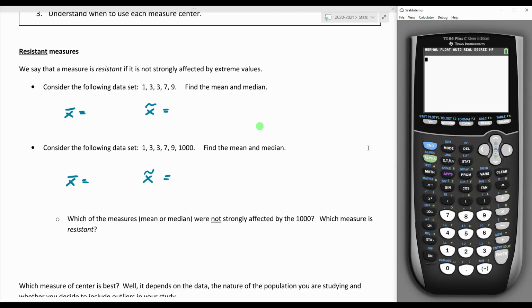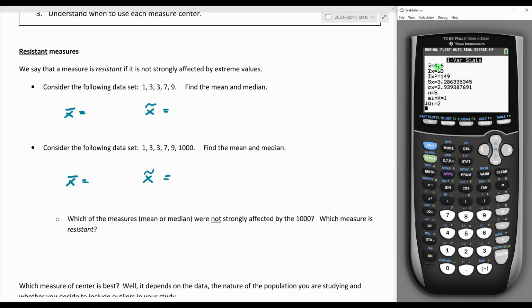I'm going to take my data set, hit Stat, go to Edit, and you'll notice that I already have all of my data entered into the different lists. So we're going to be dealing with 3 different sets today. Here's the first one, 1, 3, 3, 7, 9, and then here's the second set of data, 1, 3, 3, 7, 9, 1,000. You'll enter those in, and then we're going to go to Stat, and go to Calc, and I'm going to use one-var stats to find these two things for me quickly. I'm going to hit Enter and do the first list. That's the one without the extreme value, or without the outlier.